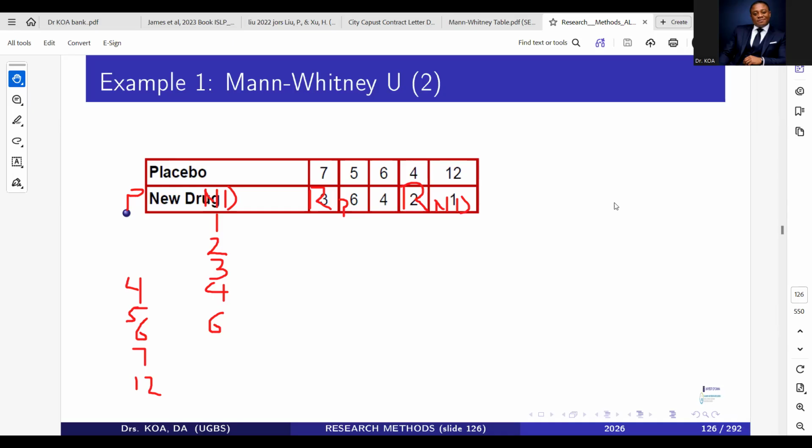Now, this part is hard, so pay attention. I'm going to do one on the right here, so you can appreciate. Suppose you have group A.